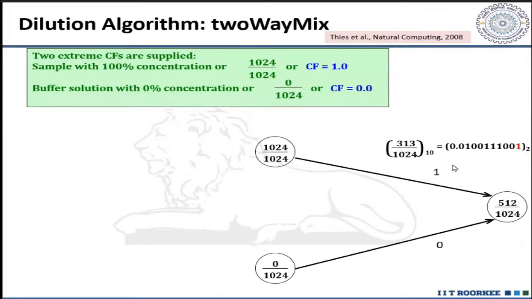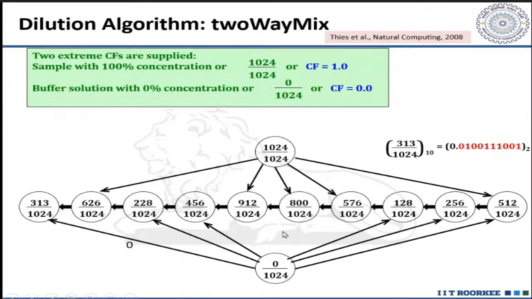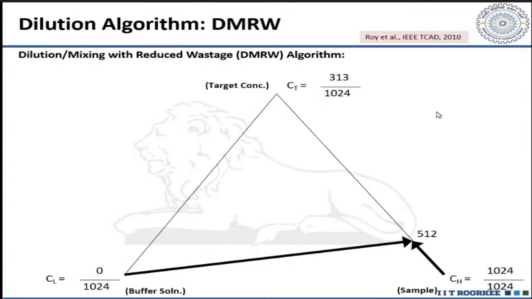So like this, if you follow the scanning of the bits, at the end you will get the same concentration with which you have started. So this is the innovation that they have done for developing this algorithm to get the directed acyclic graph, or the protocol, you can say.